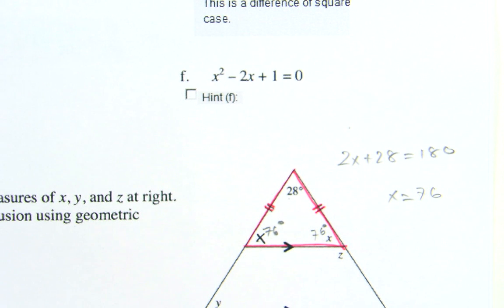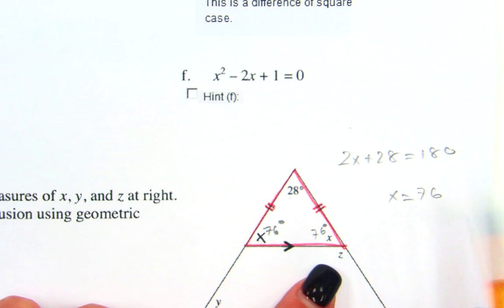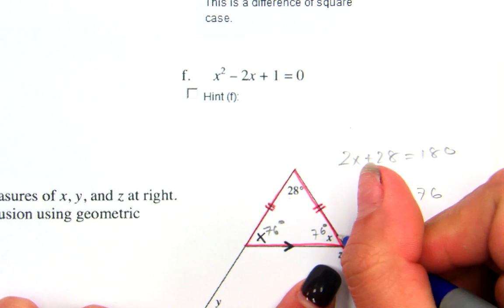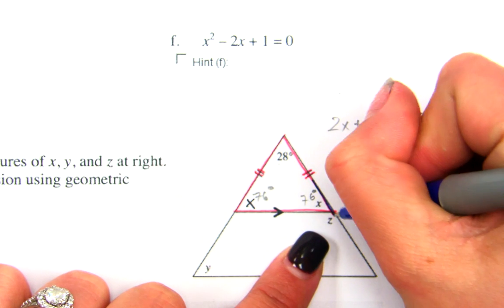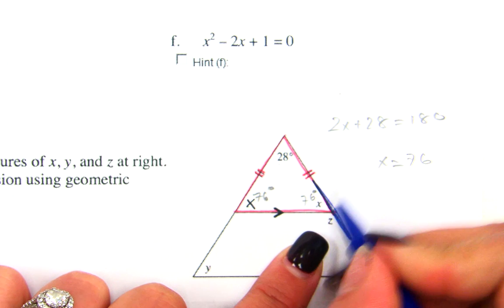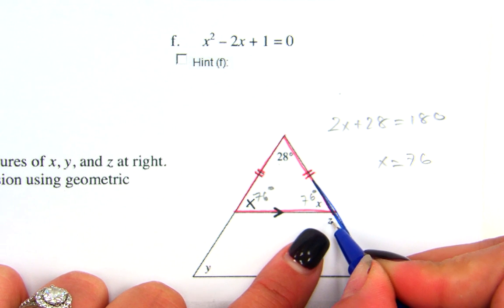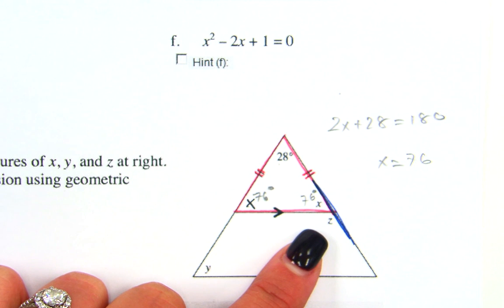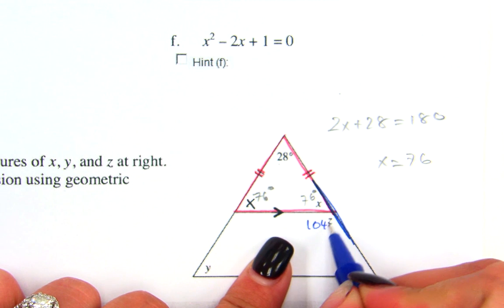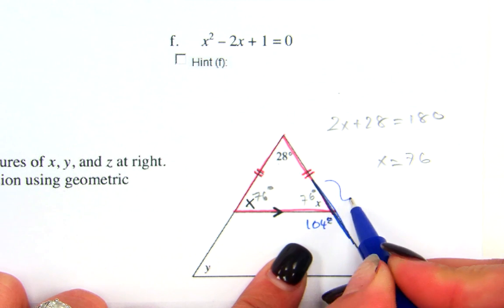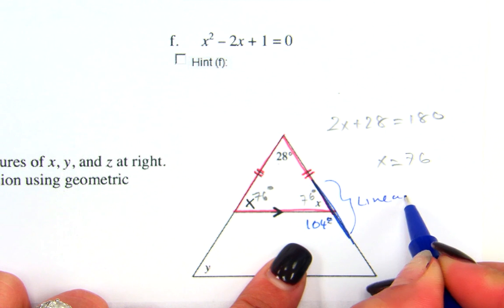And then I thought, okay, how are we going to get to z? Oh, it's a linear pair. So x and z are on a line together, right? So that means 76 is here. So z must be the supplement angle to 76 since they are linear. So 180 minus 76 is going to be 104. So they are a linear pair right here.